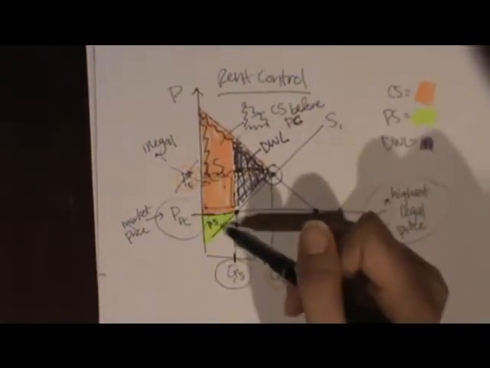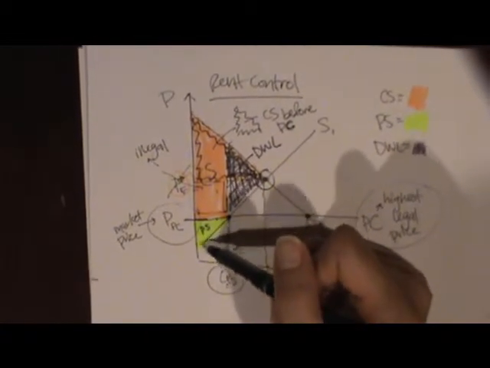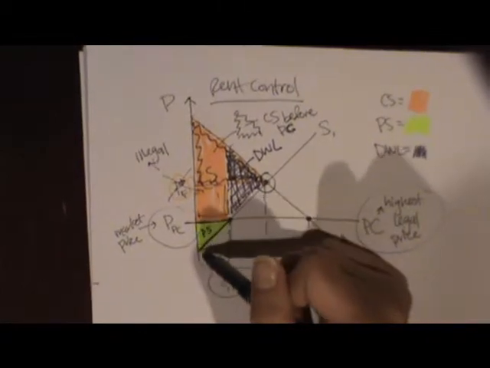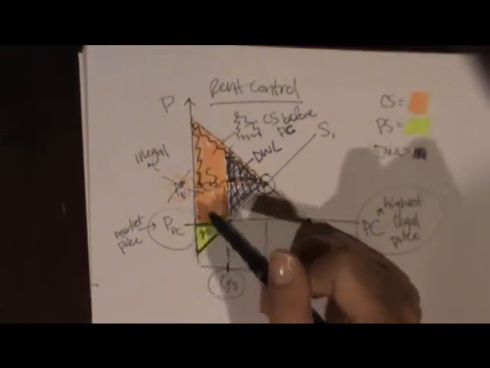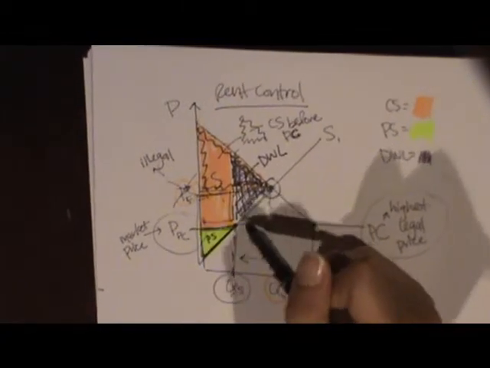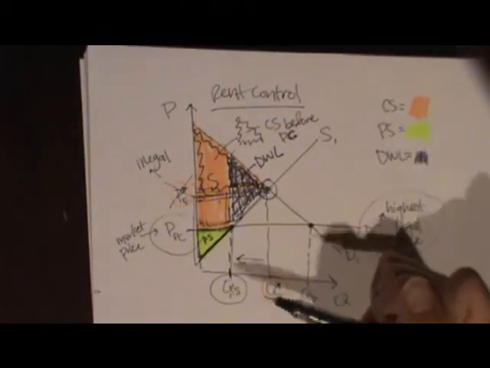Okay? But you can tell for sure that the producers are worse off. They have this little triangle. If you remember from our last graph, they would have had this big triangle before. So producers lose on this price ceiling.